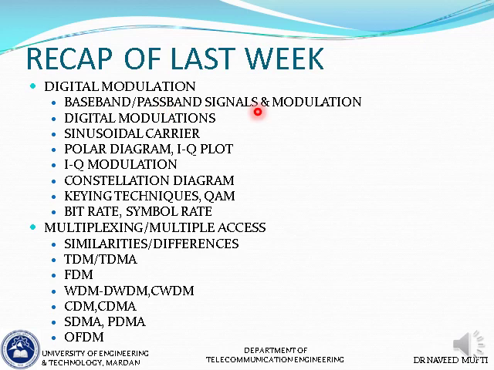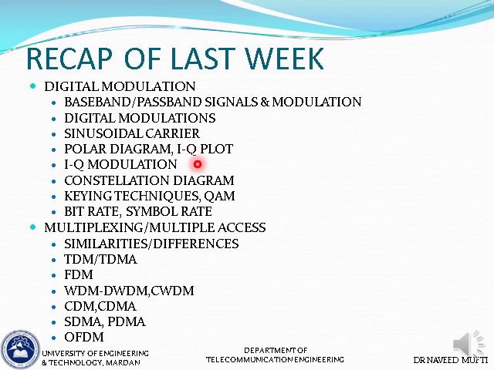After having clarified the basic differences between these terminologies, we moved on to discuss what is digital modulation, why we use sinusoid as a carrier, and how we can represent sinusoids as phasors in the form of a polar diagram. And from the polar diagram we can then move on to the IQ plot, which is of the rectangular coordinates of the polar diagram. And then we also looked at the IQ modulation at the transmitter and the demodulation at the receiver.